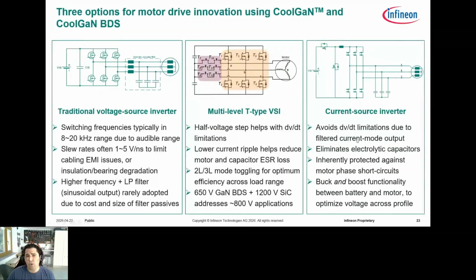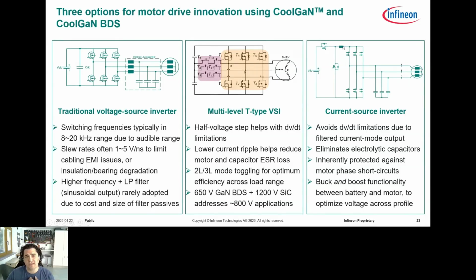One is you don't have to worry about DVDT at all, because the output is a filtered current mode output going to the motor. Now, also for this reason, you can get rid of electrolytic capacitors. Your energy storage in this case is not done by a capacitor, but rather it's done by this one inductor.